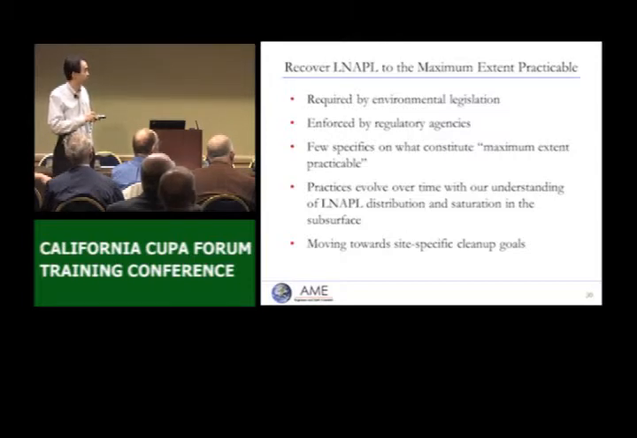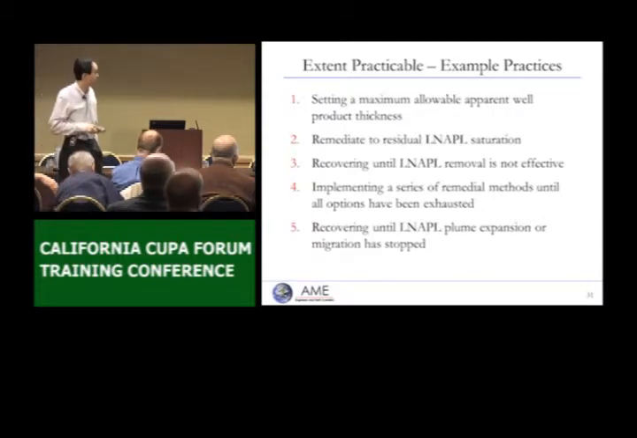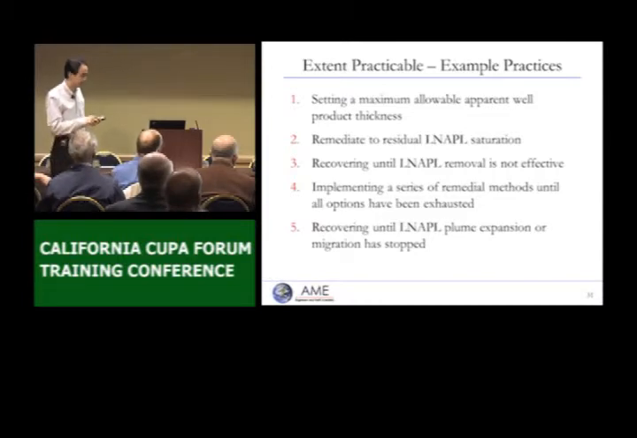That's tough, right? And some of these are kind of reasonable, but most of these things are using an arbitrary maximum allowable product thickness. So based on our current understanding, it's not very good practice, not a very good rule. So, extent practicable. We now know that this is site specific. We need to identify remediation goals that are achievable based on site-specific information.